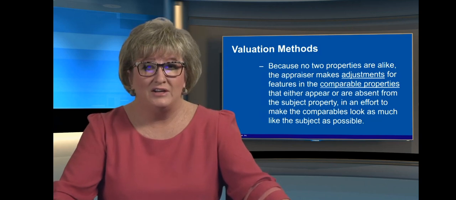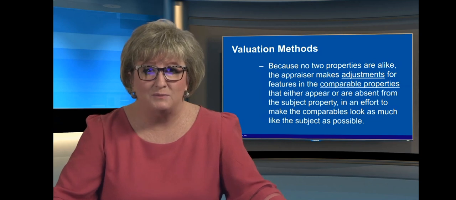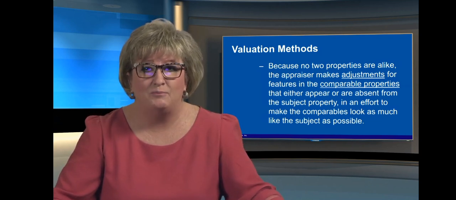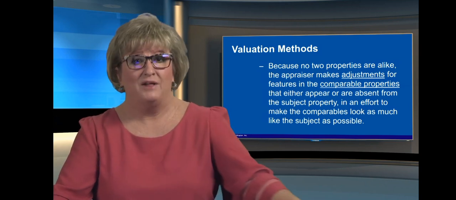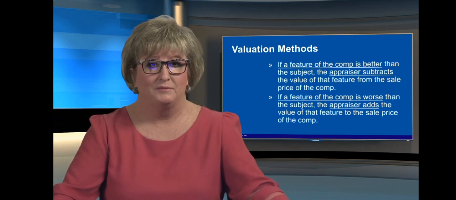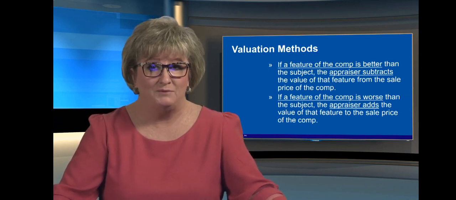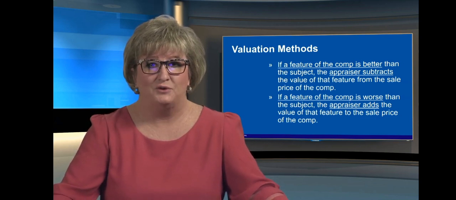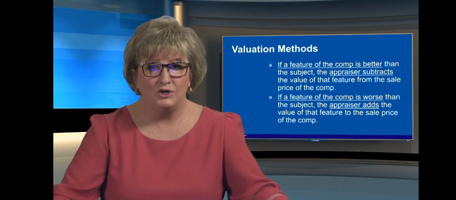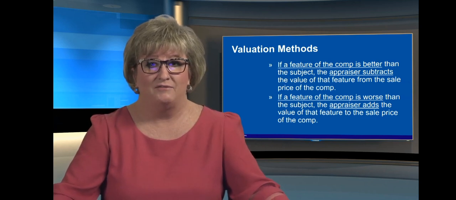Because no two properties are alike, the appraiser makes adjustments for features in the comparable properties that either appear or are absent from the subject property. If a feature in the comp is better than the subject, the appraiser subtracts the value of that feature from the sale price of the comp. If a feature is worse than the subject, the appraiser adds the value of that feature to the sale price of the comp.